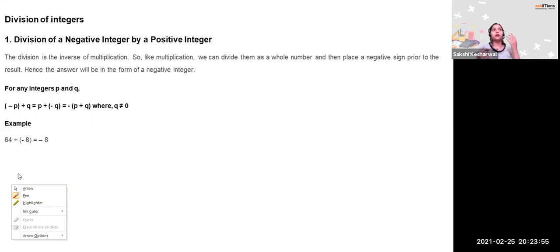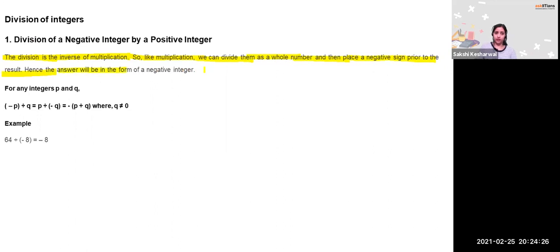If we divide, like 4 divided by 2, right? So we say you're dividing into two parts, or we can say it is the inverse of multiplication. Like if I write 2 divided by 2, you write 2 into 1 by 2. You do the inverse, right or not? The reciprocal of it. So we did this in the last class. So division is the inverse of multiplication. Like multiplication, we can divide the whole numbers and then place the negative sign before the result, and hence the answer will be negative, right?